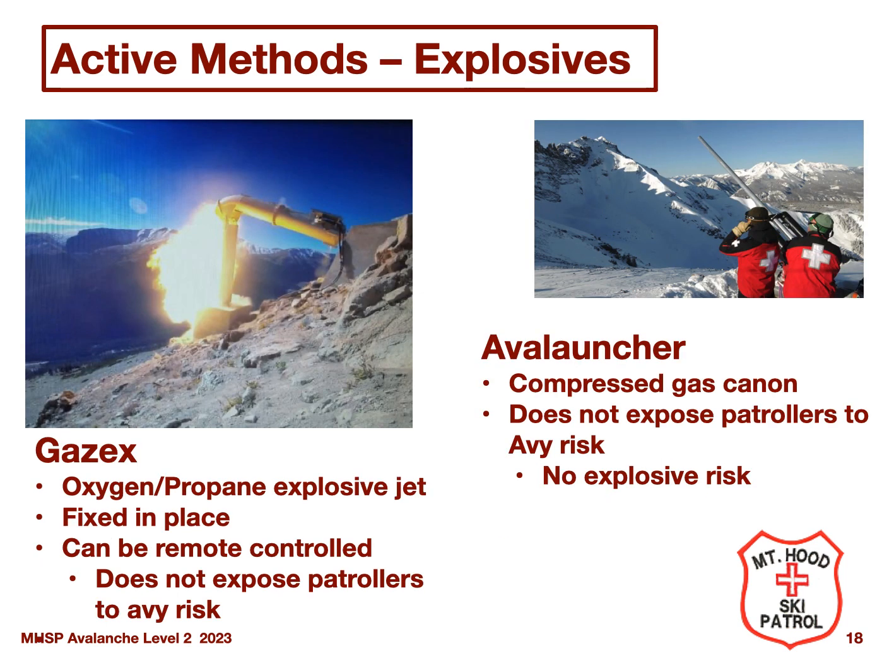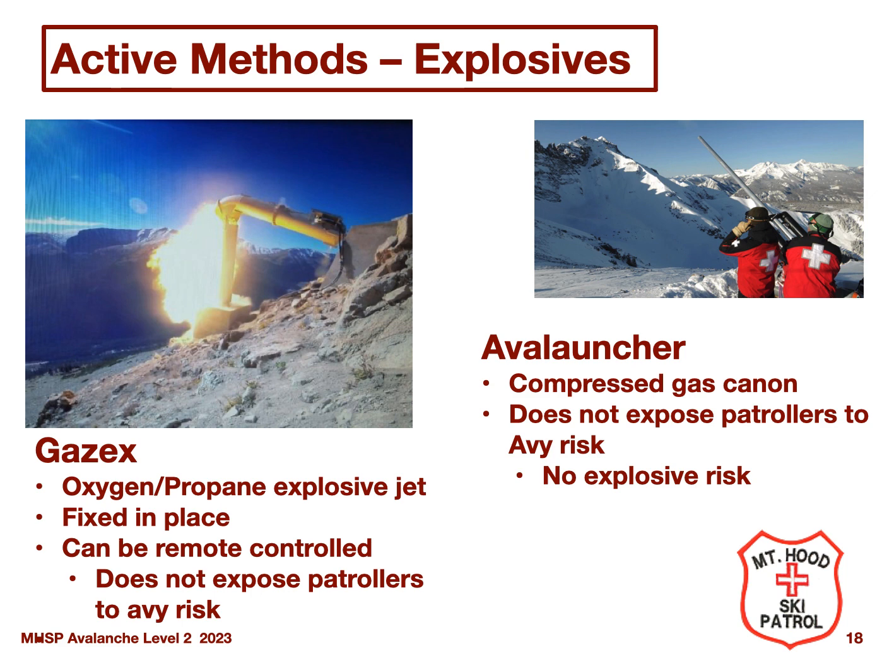Here are two more active mitigation structures. The picture on the left is a Gaz-X device, which generates a shock wave using an oxygen-propane jet. The force from the gas jet is intended to trigger a release. The advantage of these devices is that they can be operated remotely, so they do not expose patrollers to explosive or avalanche risk. The disadvantage is that they are fixed in place, so you do not have the flexibility to aim the explosive charge at arbitrary points on the slope.